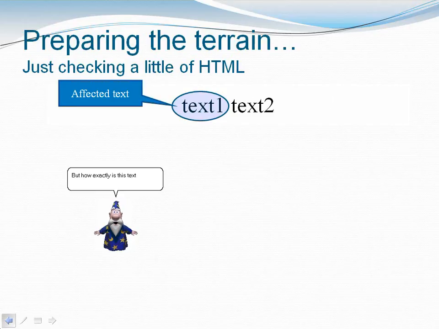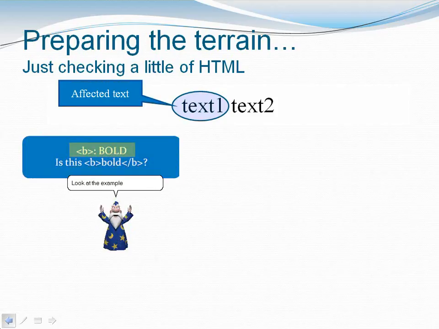But how exactly is this text affected by the tag? Tags can mean different things. For example, a B means bold, so the text affected by a tag with a B will be shown in a bold font. Look at the example. The tag bold affects only the word bold.